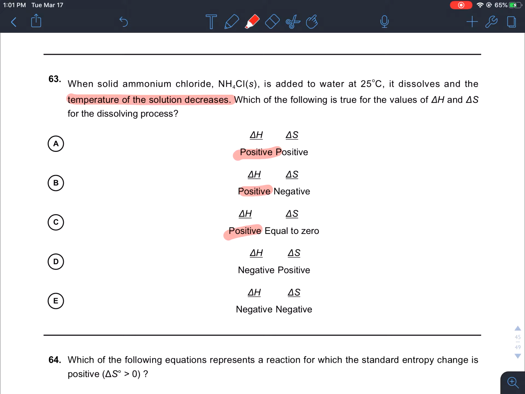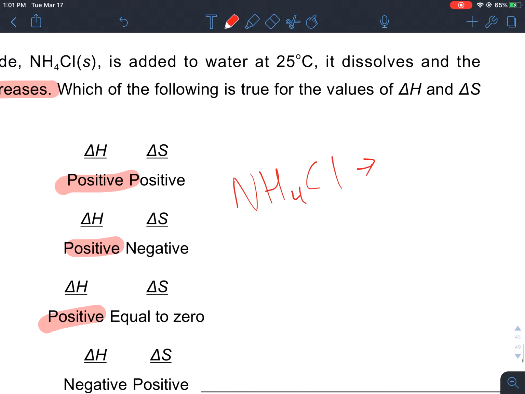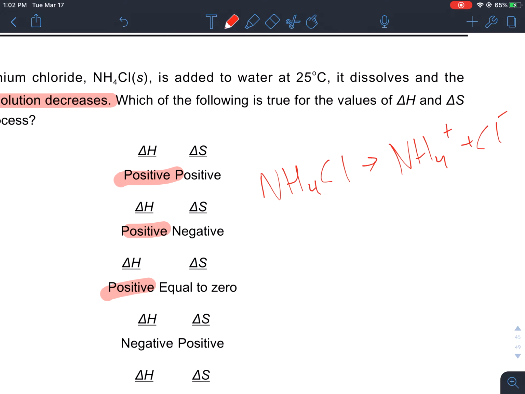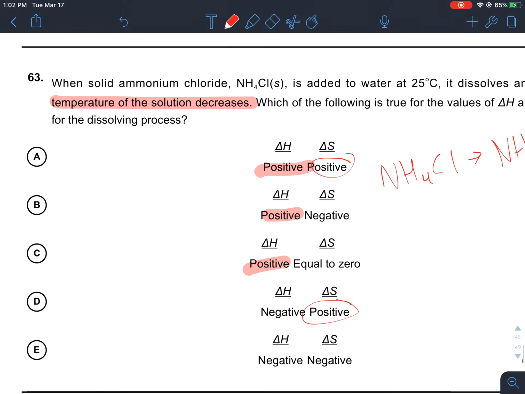You would go from NH4Cl to NH4+ and Cl-. You would increase in your entropy. So your entropy would have to be either this or this. The correct answer that satisfies both criteria is A. Okay, 63.